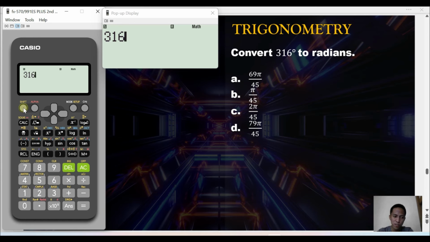Click lang natin shift, answer. So, degree, radian, and gradient. Ayan, nakalagay dyan guys, DRG. So, tatlong units of angle, degrees, radian, and gradients. So, we have here, shift answer. Ano yung given natin? Ano yung i-convert natin? Degrees. So, degrees yun. To radian, equals lang natin. So, that is 79 pi over 45. Okay, so letter D.